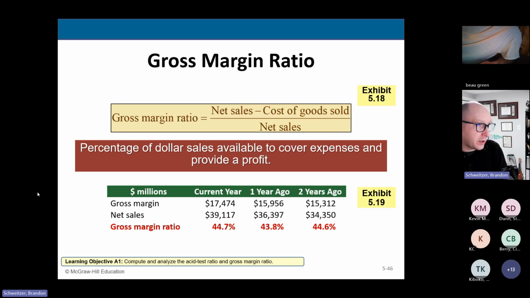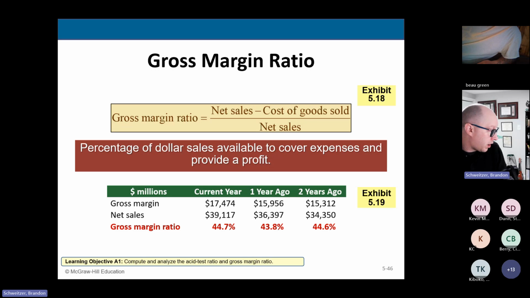And another ratio I like a lot is the gross margin ratio. Love this ratio. Without enough gross profit, a retail company can fail. Right? They need to have some gross profit. The gross margin ratio helps us to understand this connection between profitability and sales.